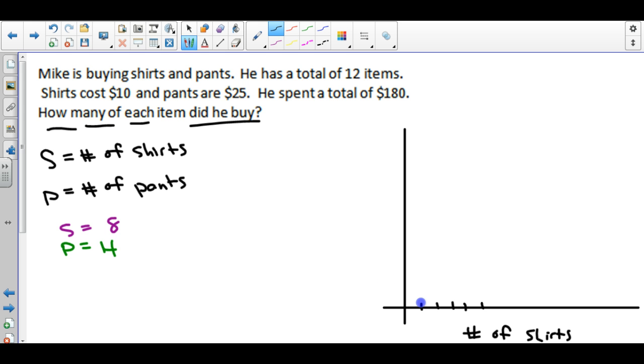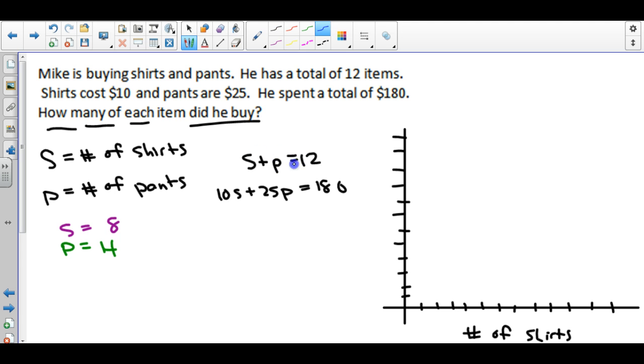1, 2, 3, 4, 5, 6, 7, 8, 9, 10, 11, 12. So I'm just counting spaces here by ones, and I'll do the same thing up here too. 3, 4, 5, 6, 7, 8. Okay. So what I'm going to do is take both of my equations that I had before, which one of them was s plus p equals 12, and the other one was 10s plus 25p equals 180. And I'm going to graph this using intercepts. So I'm going to look at this top equation, and again, we're going to have two lines here. So I'm going to use 4 points to make up two lines.